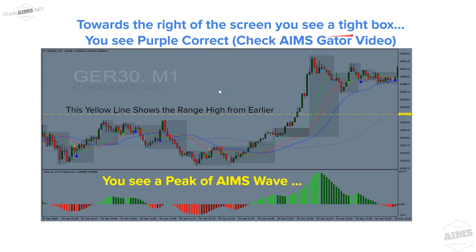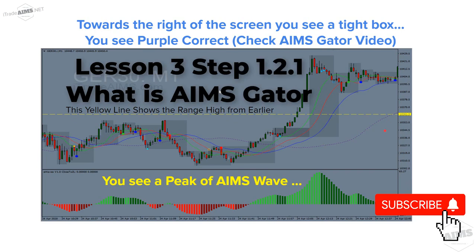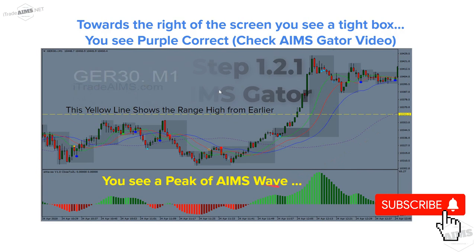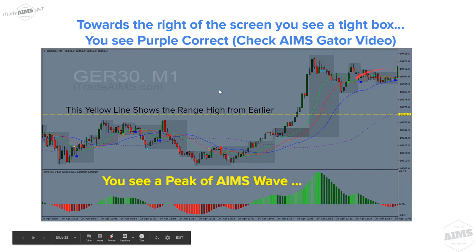Towards the right of the screen, you see a very tight box. You see the purple correct. If you don't know what purple correct means, check the AIMS Gator video that I uploaded before this, 22nd of April, I think. You see a peak of AIMS wave. You see a peak here. And so this is a peak, then the cross of zero line, and tight box.